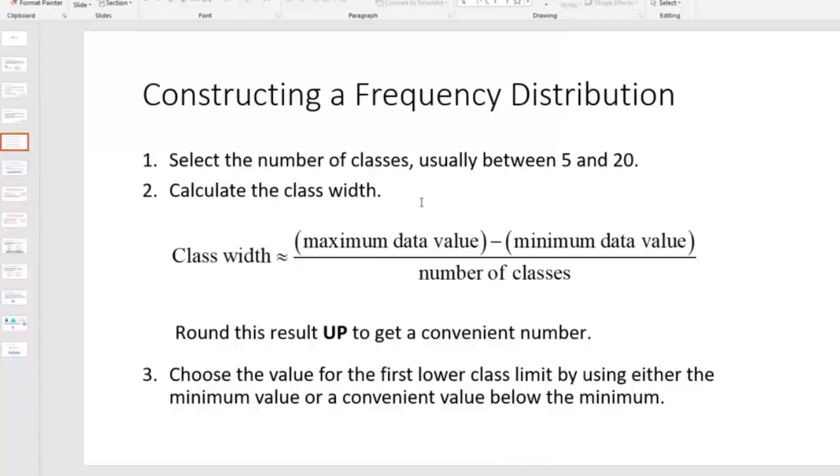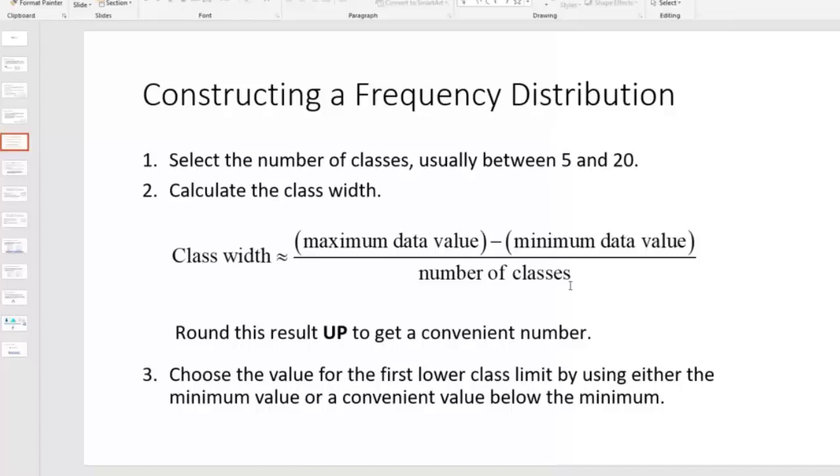Then you want to decide what the class width should be. And that's not an arbitrary decision. You can select the number of classes, but you have to calculate the class width. What you do is you take your highest data value minus your lowest data value and divide that by the number of classes you want to make. And whatever answer you get, round it up.